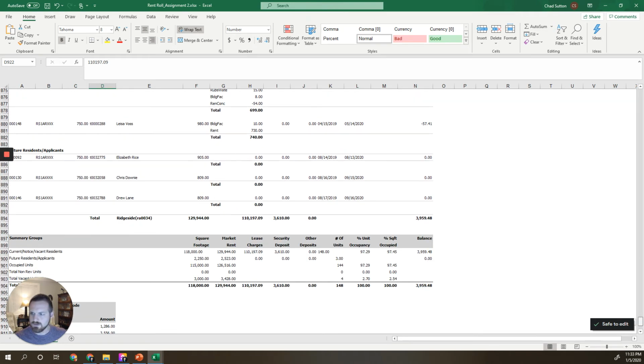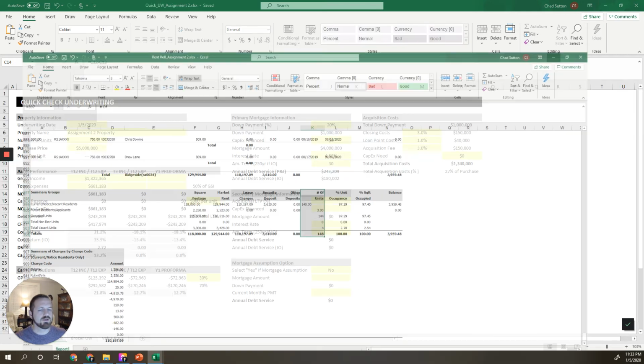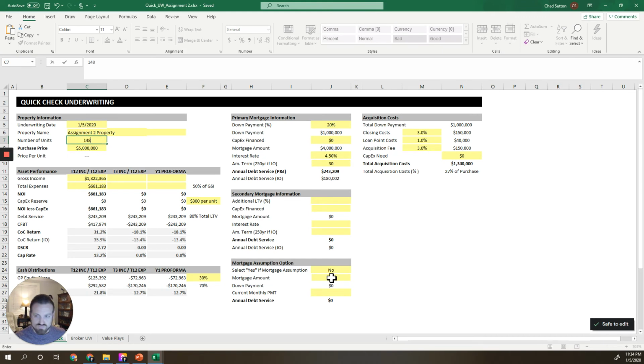So, number of units, 148. 148 units. Is that correct? Is that what I remember? Total vacant, total occupied, current. Okay, we'll go with 148 for now. I think that's what it is. We could always sum it up, but I don't want y'all to have to sit here while I do this anyway.